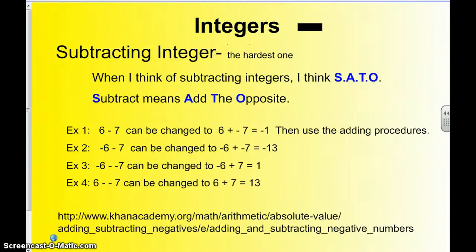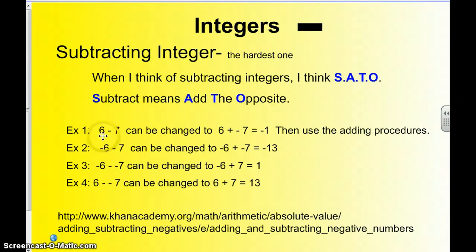Okay, moving on to subtracting. Subtracting, I think, is the hardest. It's related to adding in that you just have to do one extra step. You change the problem to an adding problem, and then you can follow the adding rules. When I see subtracting, I think: subtract means add the opposite. Subtract means add the opposite.